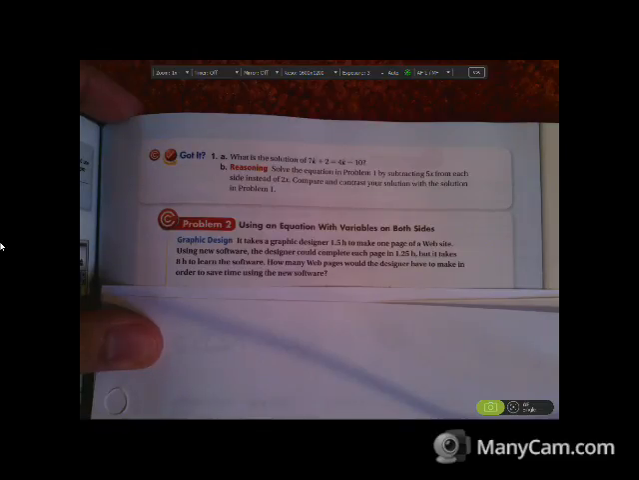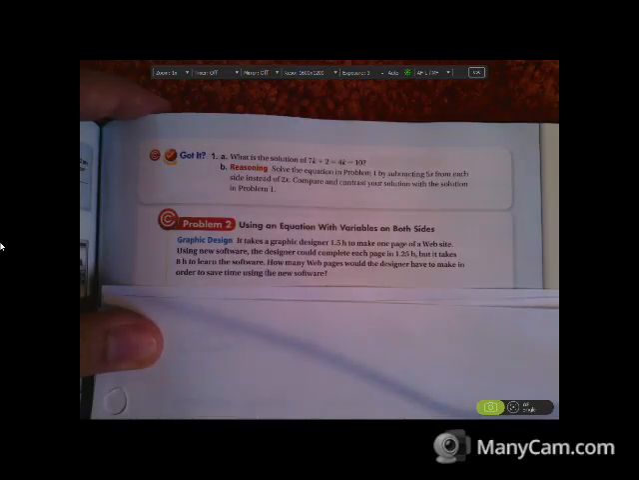It takes a graphic designer 1.5 hours to make one page of a website. Using new software, the designer could complete each page in 1.25 hours. But it takes 8 hours to learn the new software. How many web pages would the designer have to make in order to save time using the new software? So that's saying, save time using the new software.